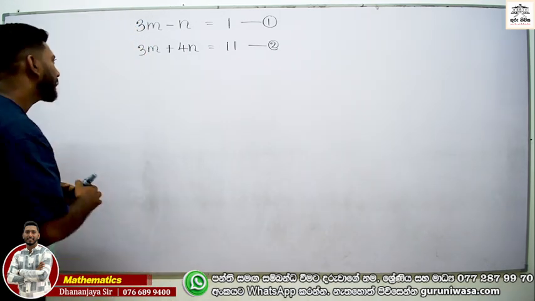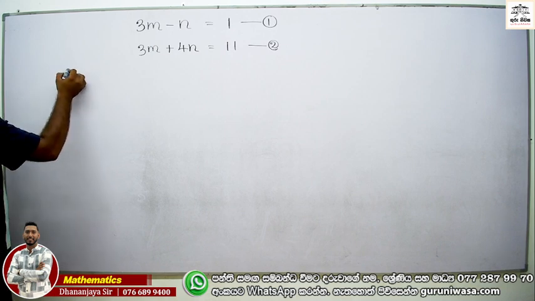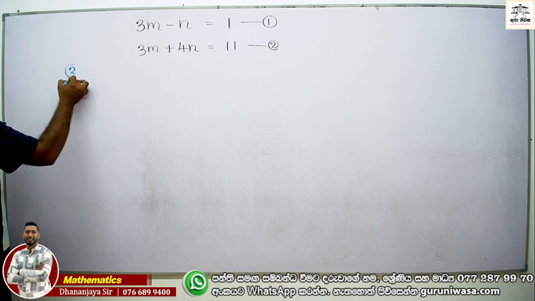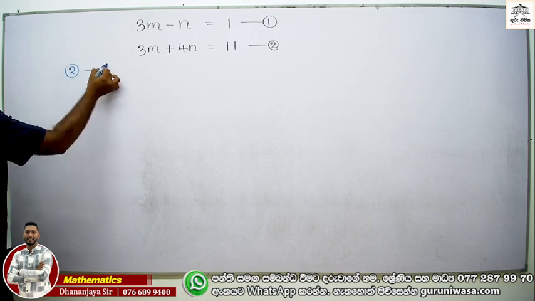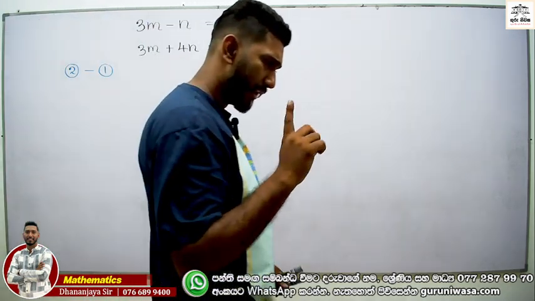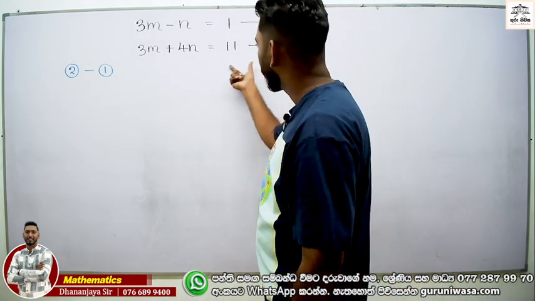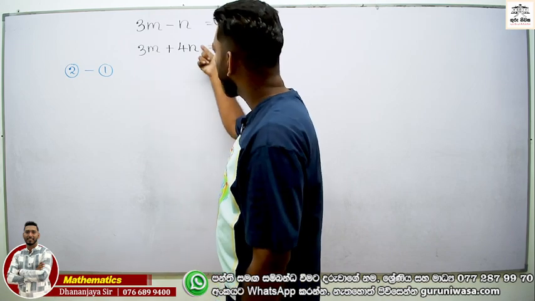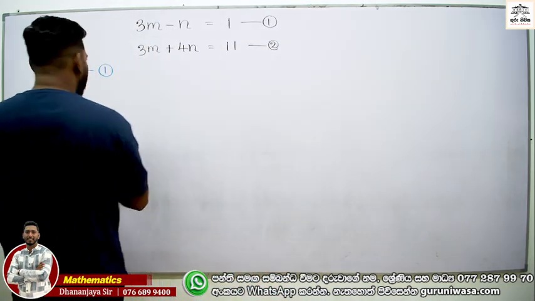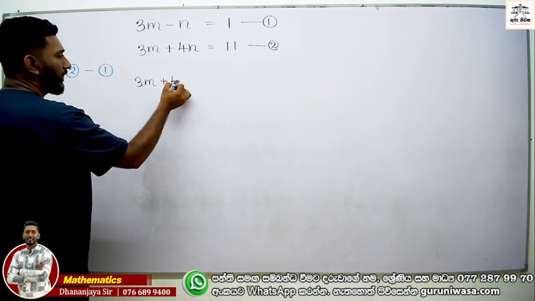Then, right? Now, tell me, I am going to write equation number 2 minus equation number 1. Now, I am going to write the left hand side of the second equation. Now, what is the left hand side of the second equation? 3m plus 4n. Now, I am going to write 3m plus 4n.